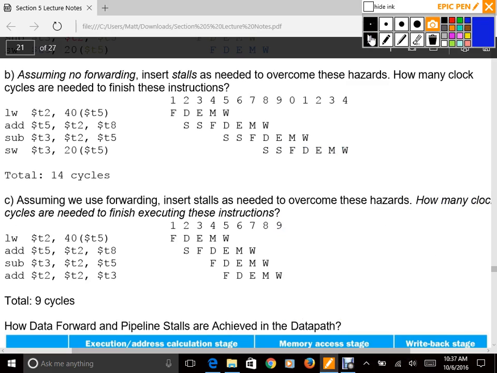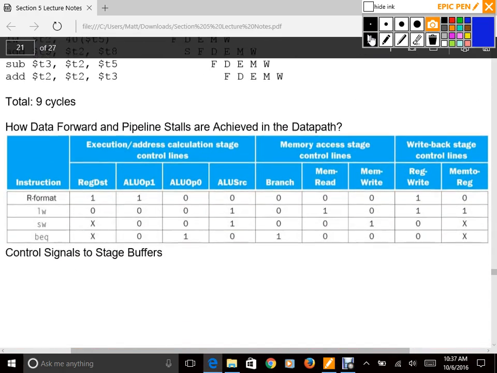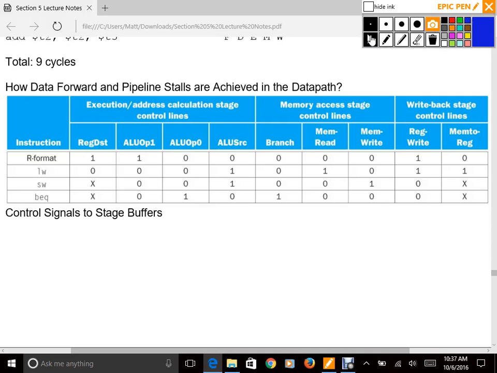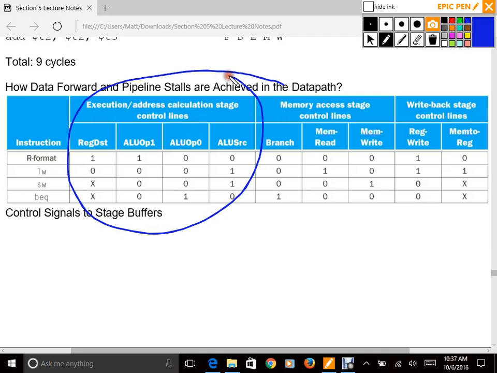Any other questions other than the one I'm about to answer? Okay, so to answer the question, how are data forwarding and pipeline stalls achieved in the data path? You recall this table, right, where we calculated out all the values here. So to answer in more detail, all of these control signals are being sent to the execution stage, right?